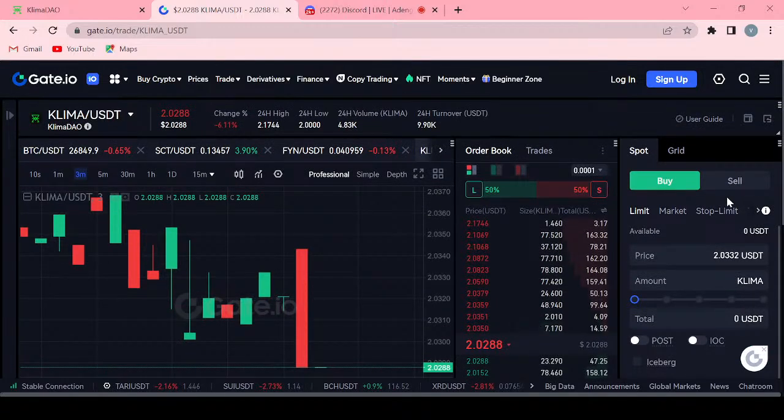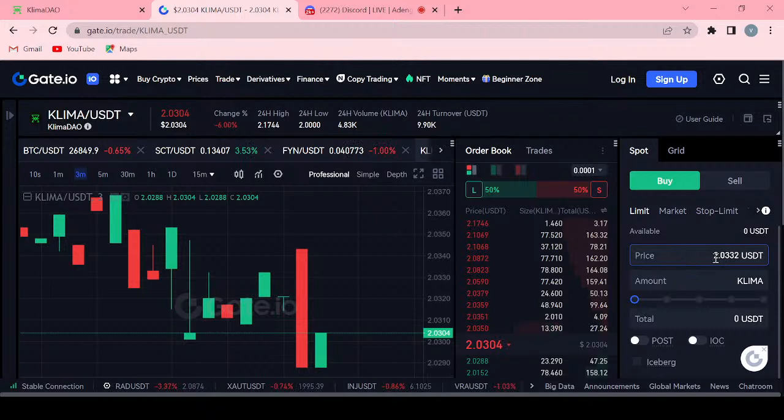So how to start buying the token? Before that, you need to add some amount to your wallet so that you can start buying the token. Here the token price is 2.0288. At the time we are live, the token price fell down. You can see there is 0.032 and now it is increasing, right? You can mention the price. We should always buy at the depth, not at the top level.